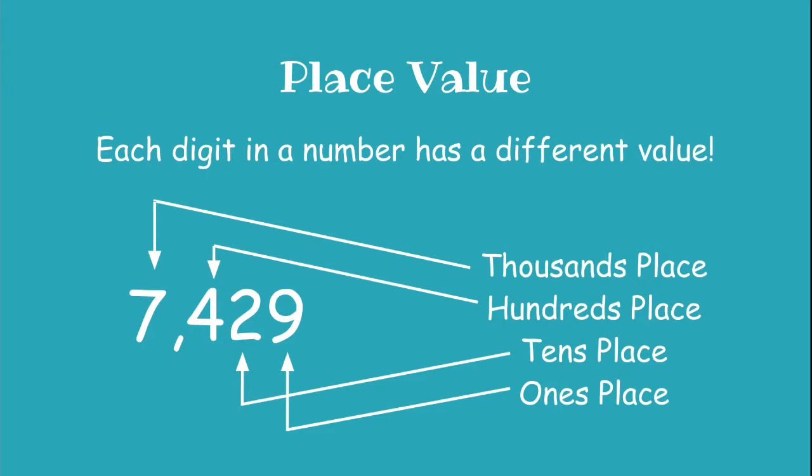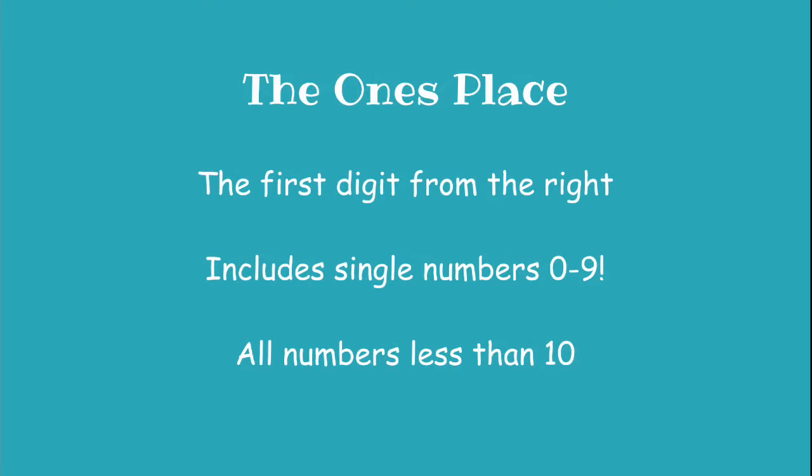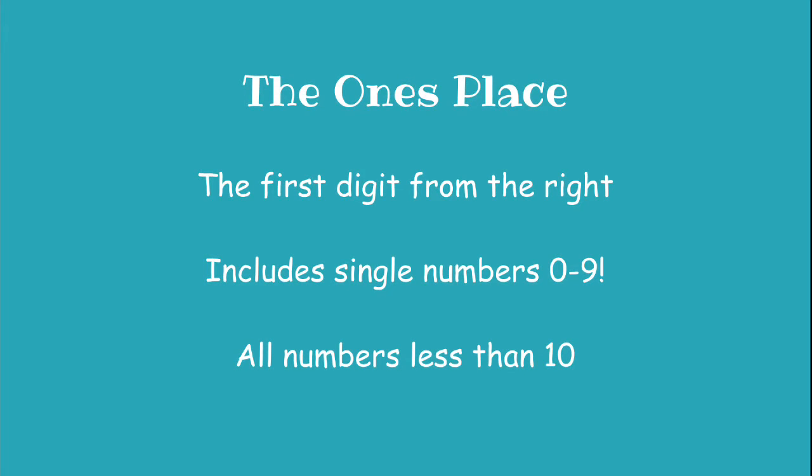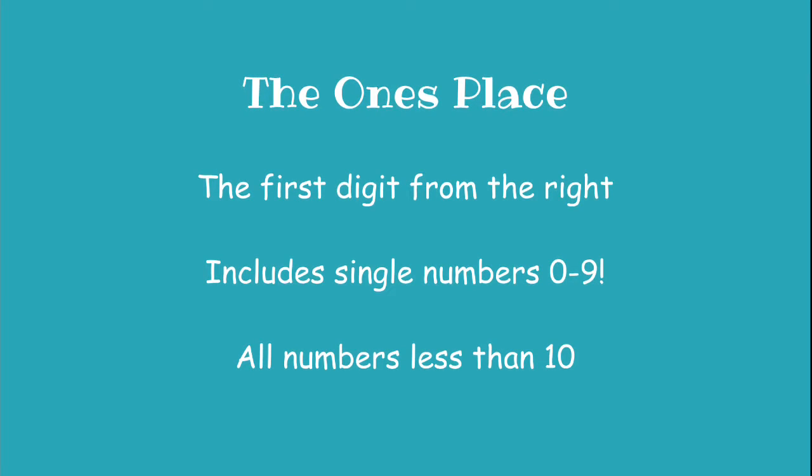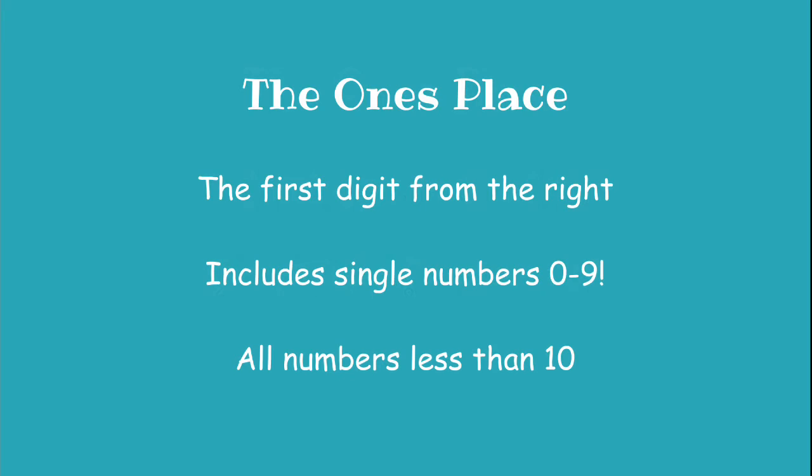Each of these digits represents a different value. Not just 2 or 9, 7 or 4, they have different representations in each spot. Let's talk about the ones place. The ones place is the first digit from the right. Reading numbers can be tricky because we read numbers left to right just like we do words, but place value always stays from the right side, which makes it a little different. The ones place also includes the numbers 0 through 9, which is numbers less than 10.